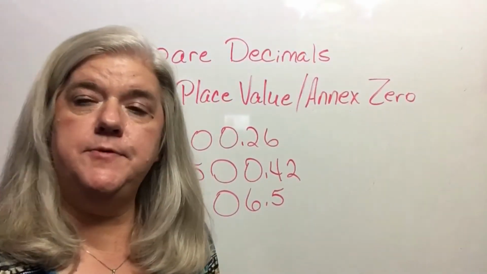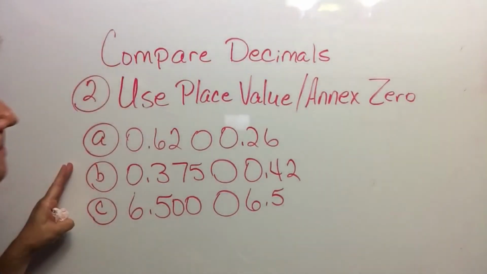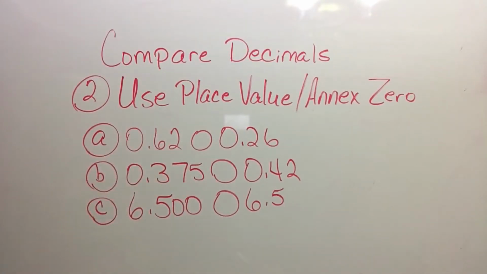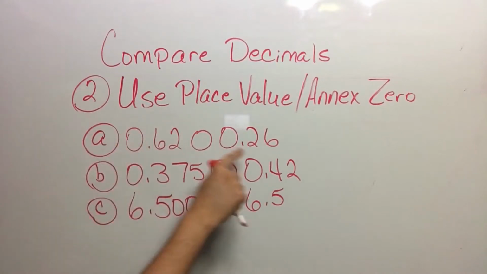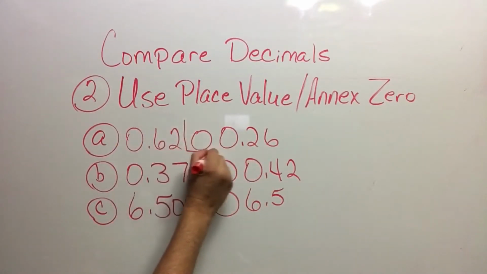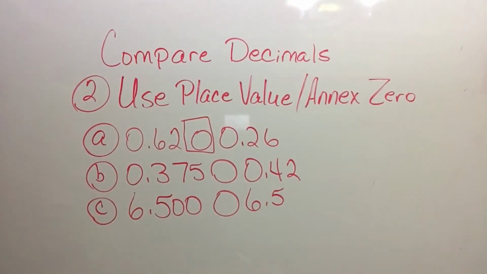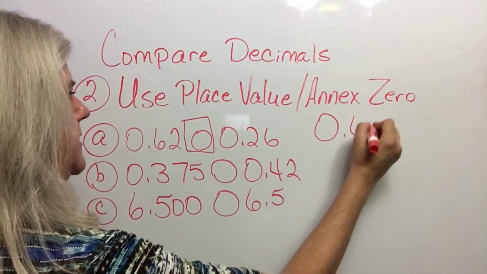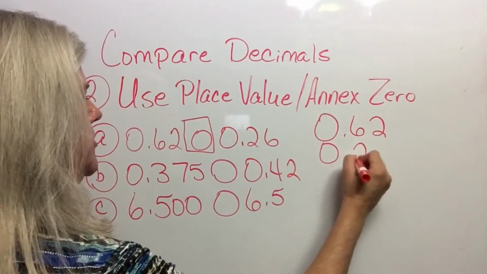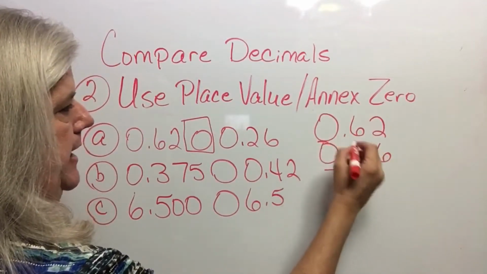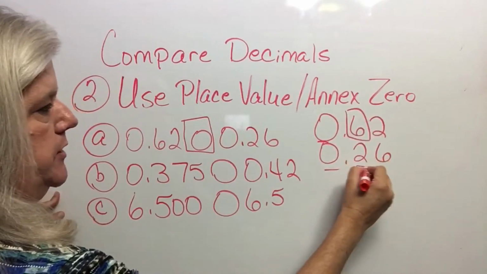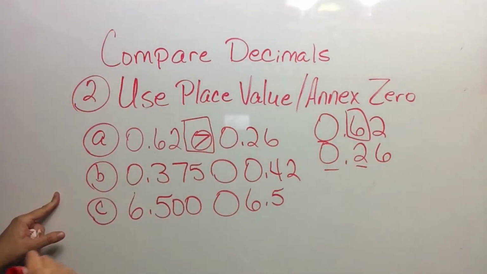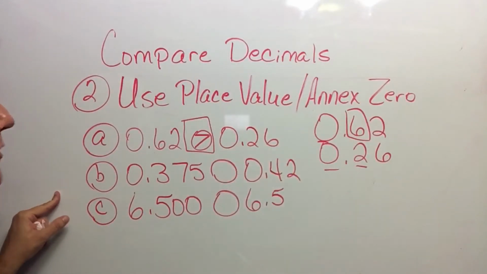Now I have a few problems on the board that we're going to work together. A is 62/100 and 26/100. This is where I'm putting my sign. Don't get confused, think that's a 0. So I'm going to come over here and line these up. 0.62, 0.26. Zeros are the same. 6 is larger than the 2, so 62/100 is larger than 26/100.